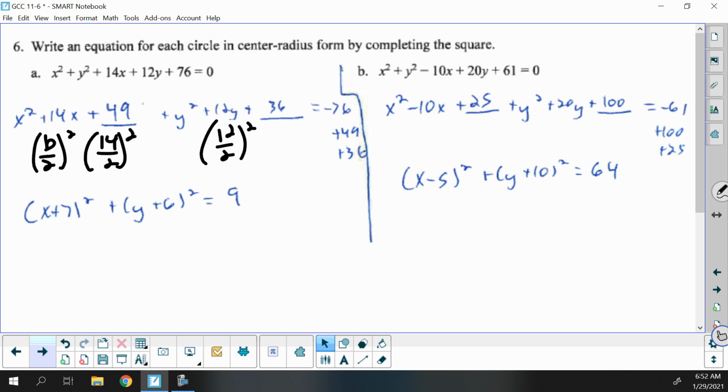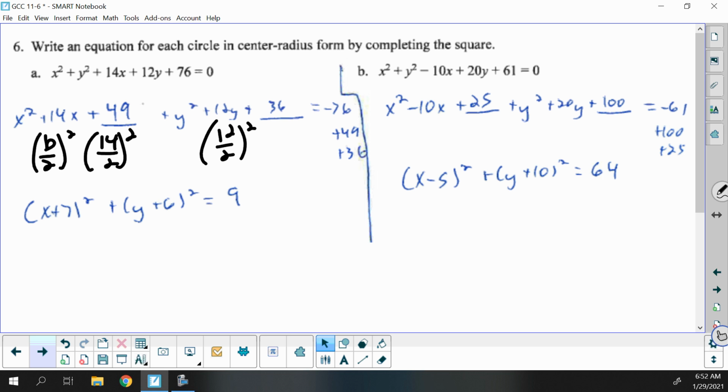Now for factoring on the left, in the parentheses will be whatever you squared. So 14 divided by 2 is 7. So because 7 is what was squared, that's why we have x plus 7 parentheses squared. In the y's, 12 divided by 2 is 6. So 6 is what we squared. So that's why it's y plus 6 squared. Sometimes these questions will also ask you to state the center and the radius. This one did not. It just wanted the circle.